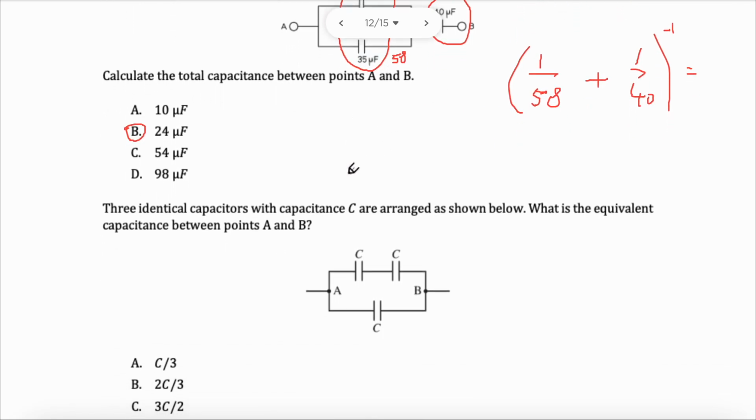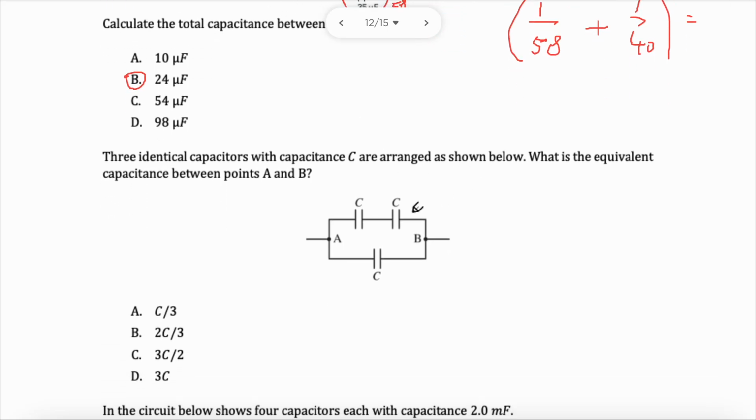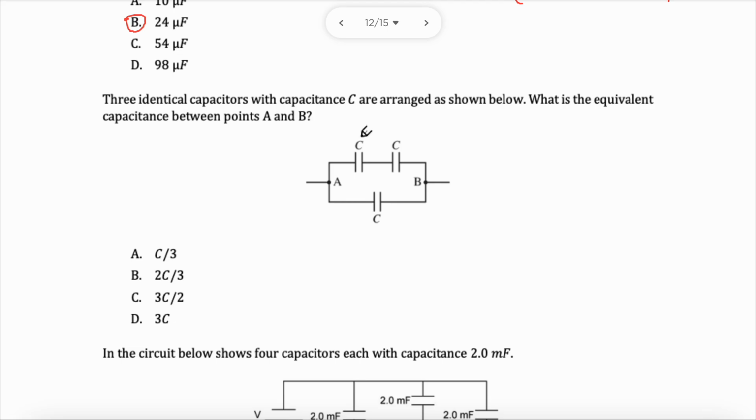Okay, so let's move on. The three identical capacitors are arranged as shown. Okay, what's the total capacitance? So we're going to assume they're all 1, right? Let's just assume that they're 1. First things first, I need to combine them all. I see 2 in series and then they're in parallel with this. I can find out what the series part is and then I can add it to this parallel one.